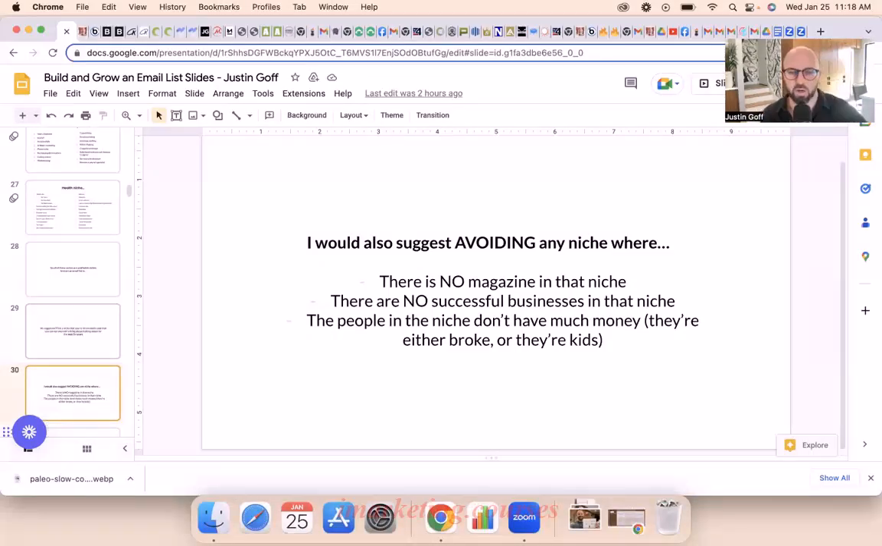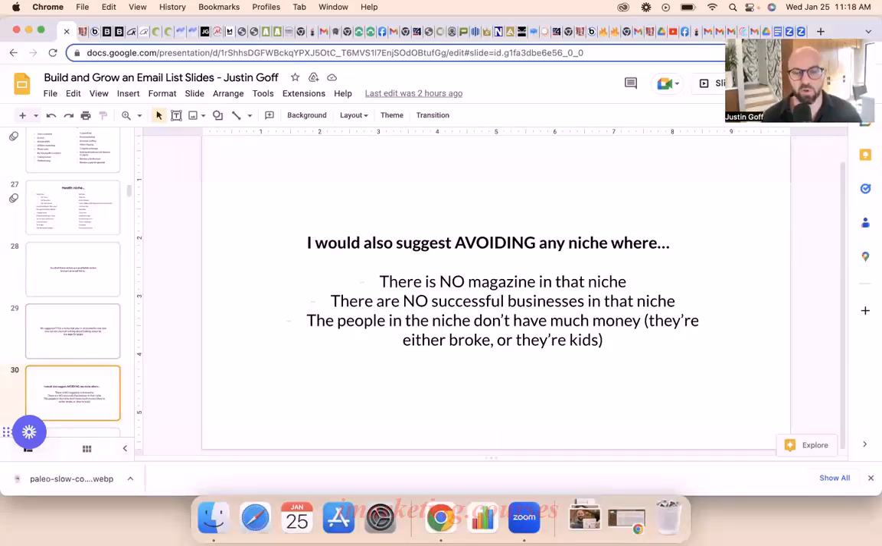So, niches to avoid. A couple of people asked me about this. I would suggest avoiding any niche where there's not a magazine in that niche, where there are no successful businesses in that niche. If you're the first one and you think you found some gold mine, chances are you probably did not. There's a reason there are no businesses already in that niche. It's probably because it's not profitable.